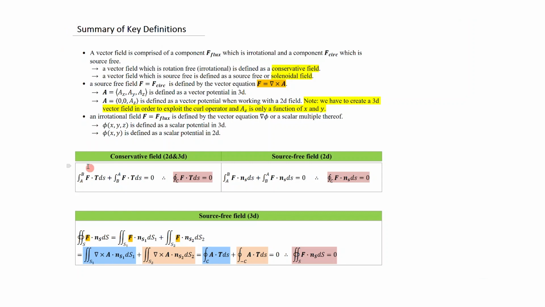If we look over here, we notice that when we develop the notion of a line integral between a point A and a point B, and given that this is a conservative field, then F can be written as a scalar multiple of the gradient of a scalar potential. Integrating between point A and point B ends up giving you the scalar potential evaluated at B minus the scalar potential evaluated at A.